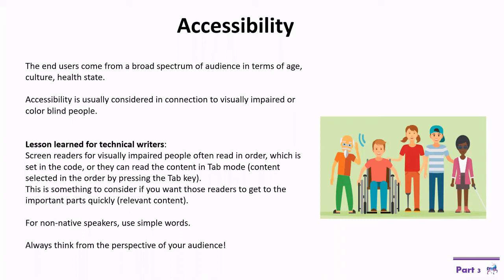Accessibility is another topic. It's usually connected to visually impaired or colorblind people. What you have to keep in mind as a technical writer is that screen readers for visually impaired people often read in the order that is set in the code, or they read the content in so-called tab mode. That means the content that would be selected if you just keep pressing the tab key. And you can compose your documentation in a way that these readers can find the relevant information quickly.